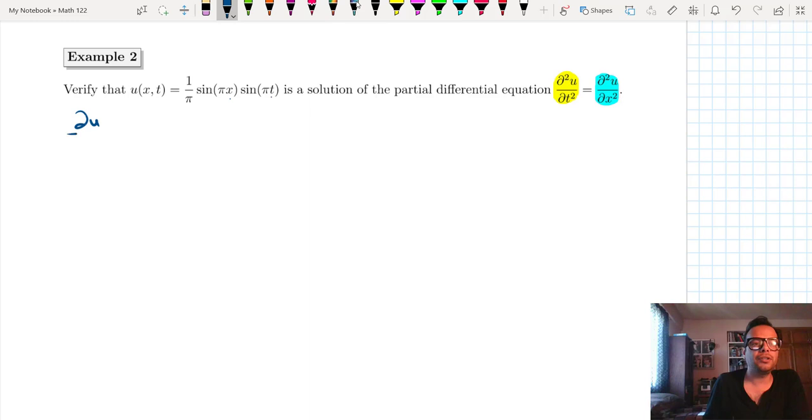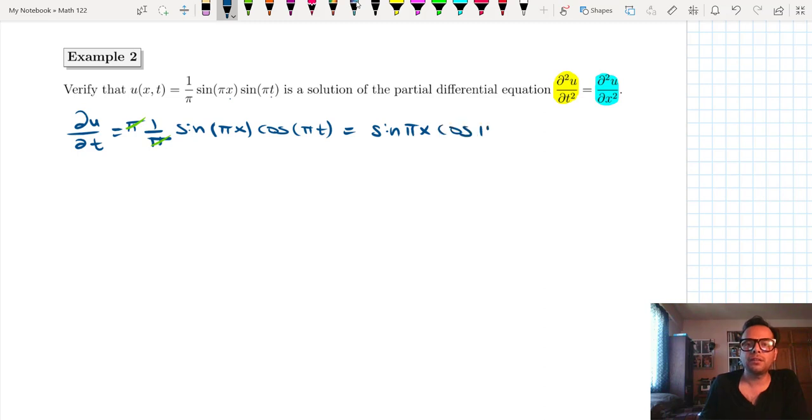So partial u with respect to t, let's do the t first. That'll be 1 over pi. Sine pi x remains constant because we are differentiating with respect to t. And the derivative of sine here is cosine pi t. So the derivative of pi t is pi, and in this case, notice how this cancels out, leaving us with sine pi x cosine pi t.